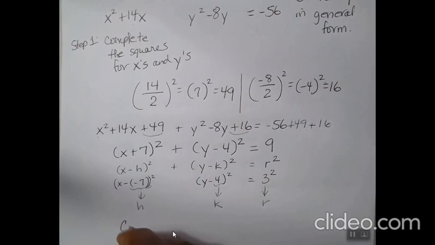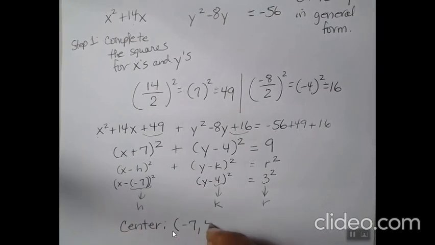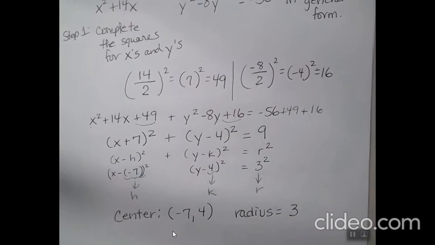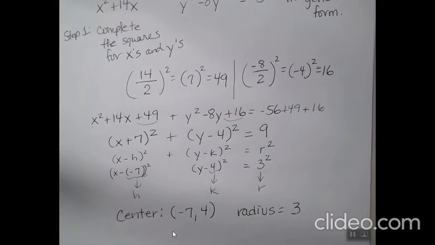So our center is (negative 7, 4), and our radius equals 3. That includes how we find the midpoint, the distance formula, and how we take an equation and complete the square in order to find the center and the radius of that circle.